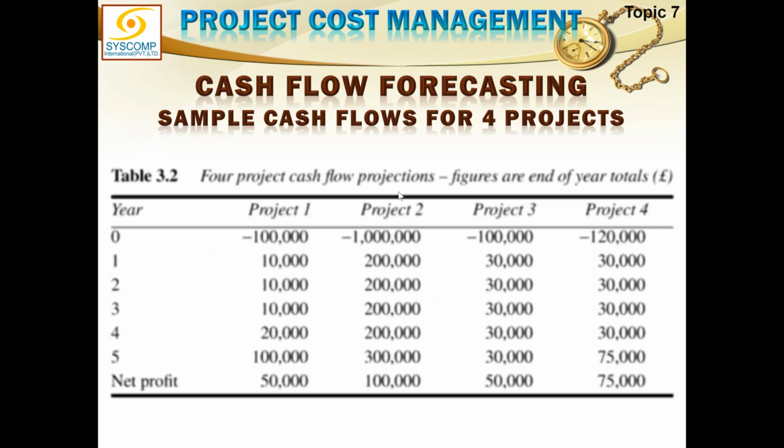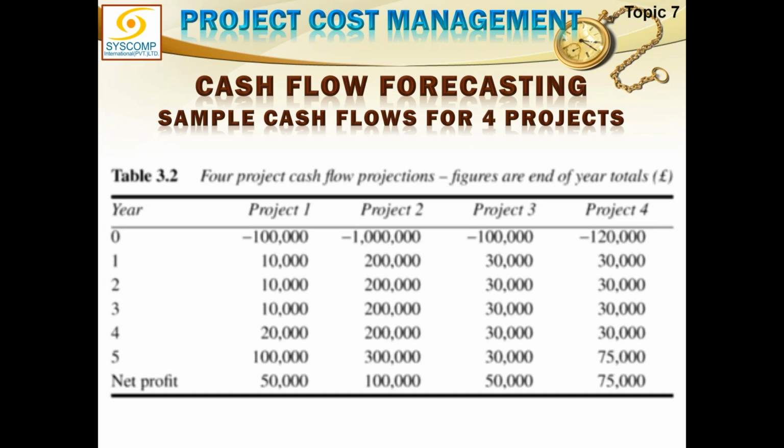Second thing, project one and project three seem like they are equal as far as the net profit is concerned. Investment also is same, but the pattern of retrieval of money in project one is different from the pattern of retrieval of money in project three. Project three gives me a consistent income of 30,000 every year, whereas project one is just giving me 10,000 income every year for first 3 years. Then it doubles, and then suddenly it is 100,000. So the initial income for project one is very, very less, and in the later year it is very high.